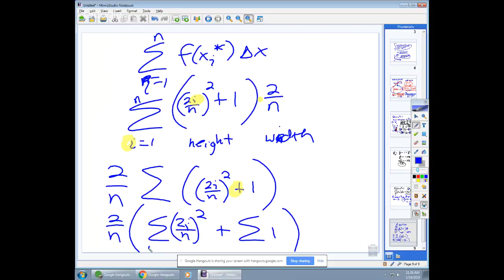Now, I guess I'm going to put the i's back in just to remind you of a special formula. How many 1s am I adding up there? N of them, right? So if I add up 1 n times, I get n. So this one's a beauty to evaluate. That right there is just n.